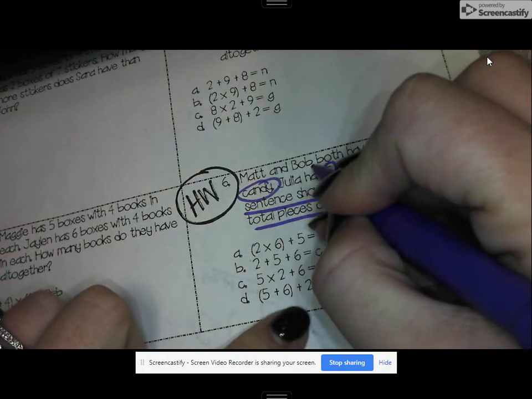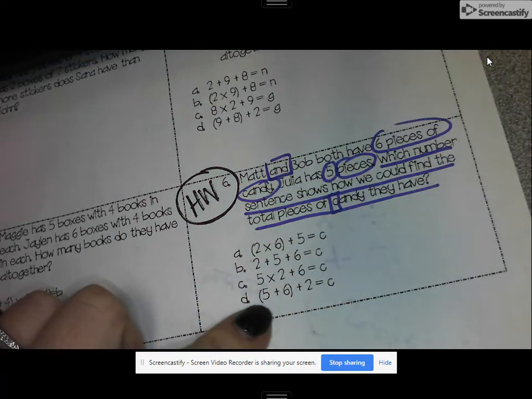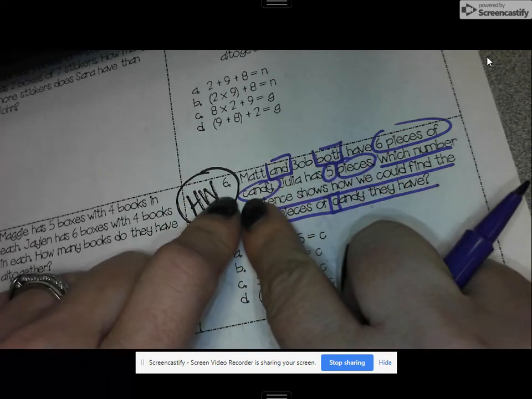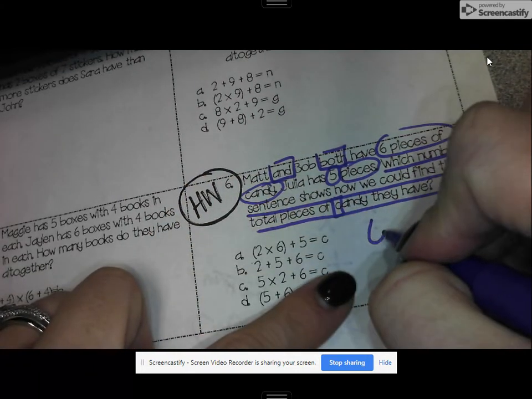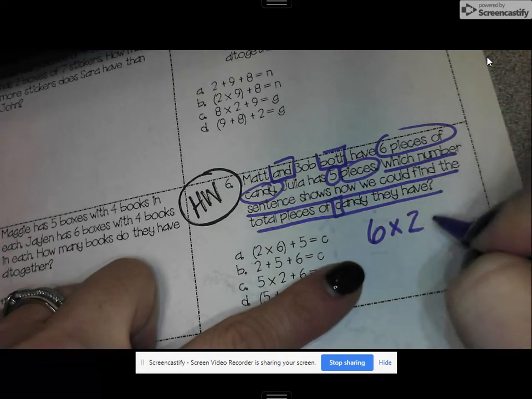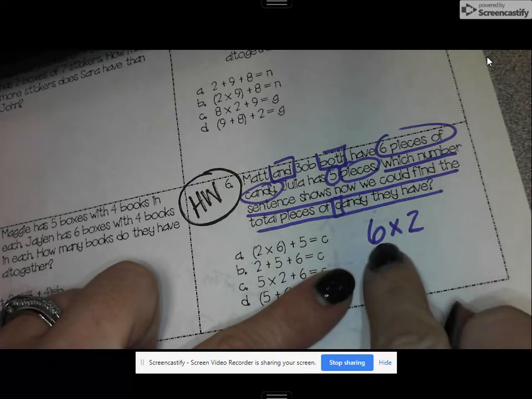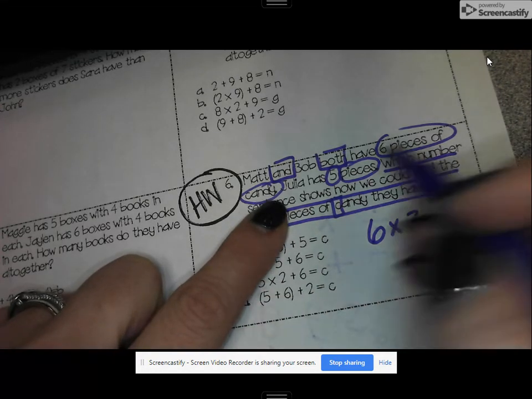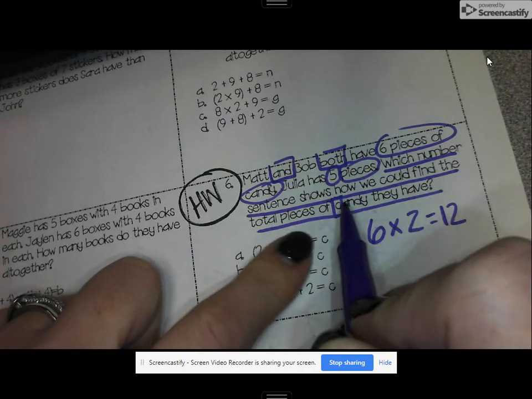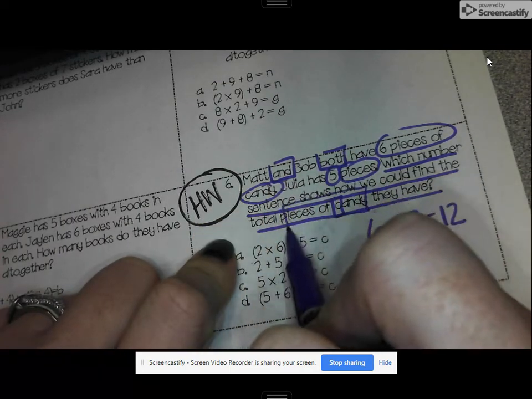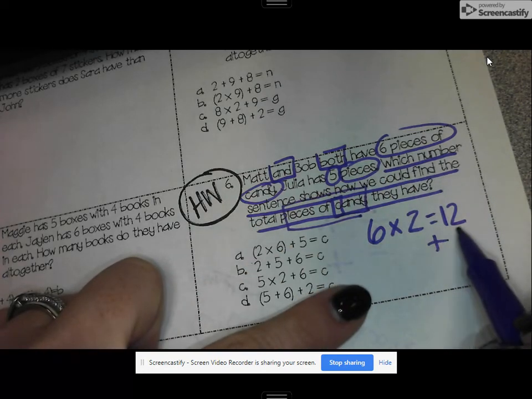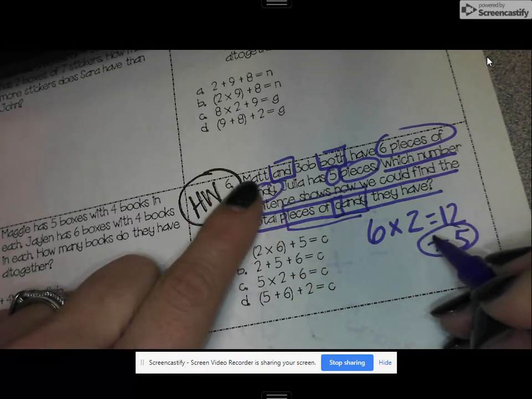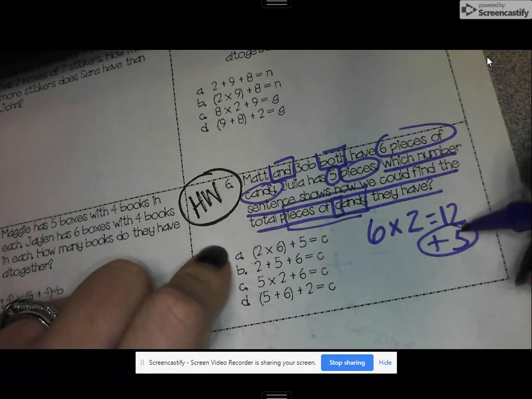So Matt and Bob. So here, "and" is a clue word. "Both" is a clue word because we have to do Matt's and we have to do Bob's. Matt has 6 and Bob has 6. So we have to take 6 and multiply it by 2 because they each have 6 pieces. So we know that is 12. And then we have Julia. She has 5 pieces and they all 3 have candy and they want to know about pieces of candy. So hers are important too. So then we have to add on her pieces of candy once we figure out how many Matt and Bob have. So then we would get 12 plus 5.